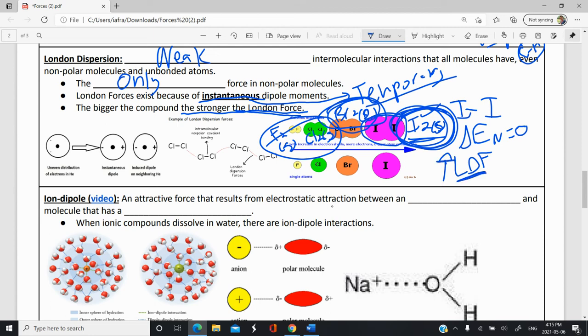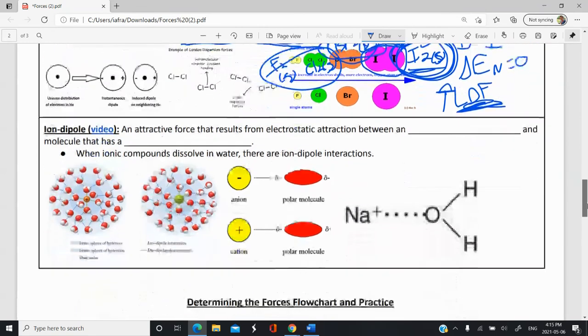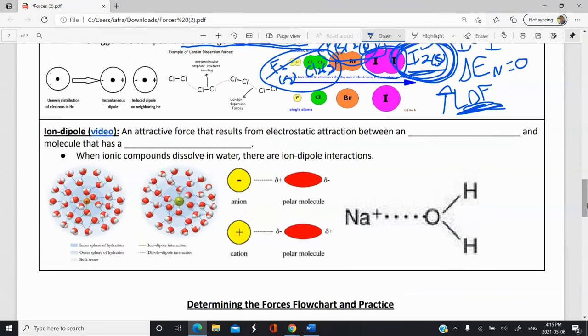And it's really LDF that explains the difference in their boiling point and their states at room temperature, because there's no other forces in them. They're non-polar. The only force they have is the LDF. And the last force we saw was the ion dipole. There's a video here to give you some more instructions on that and more details on it, but it's an attractive force between an actual ion, so a full ion, so a cation or anion, and the molecule that has a dipole. So in other words, you have to have a polar molecule.